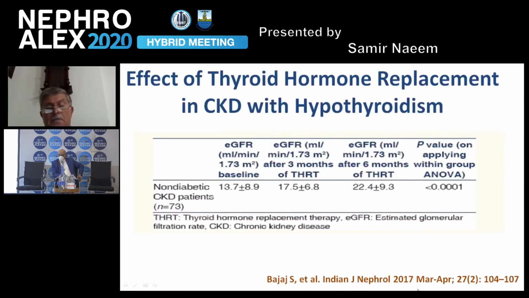This interesting study published 3 years ago was done on non-diabetic chronic kidney disease patients, and they gave them a small dose of thyroxine, 25 microgram, in patients with hypothyroidism, even subclinical hypothyroidism. The TSH was not very much elevated. And look at that. They noticed there is improvement of GFR with follow-up after 6 months, almost double the baseline.